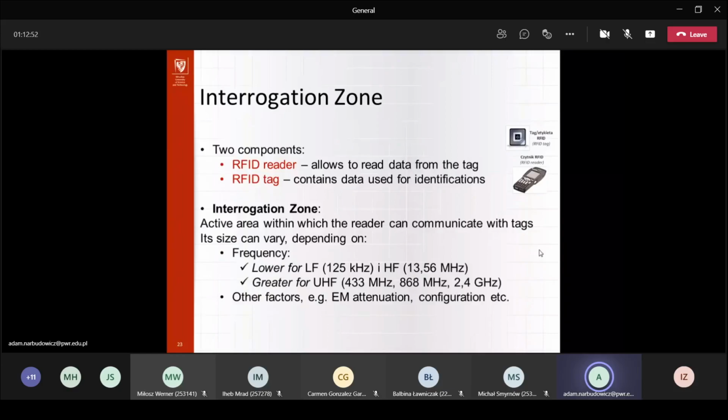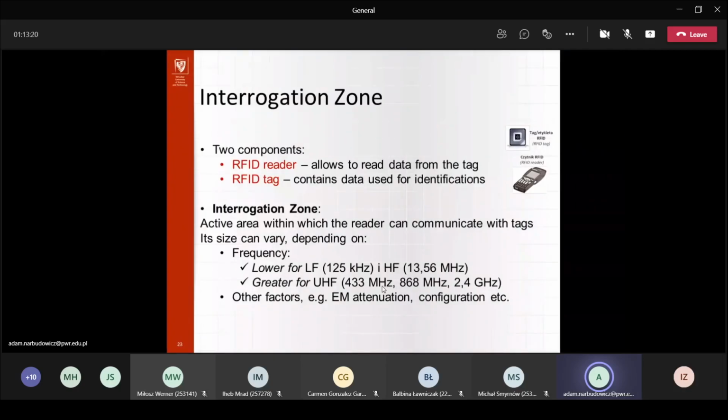In general, there's some variation. This can depend on the technology you use. So it will be lower for the lower frequencies, around 100 kilohertz. If you go higher with the ultra high frequency range, you can get a little bit more range. You can play a little bit, of course, with configuration, but typically a few meters is the maximum you can get.